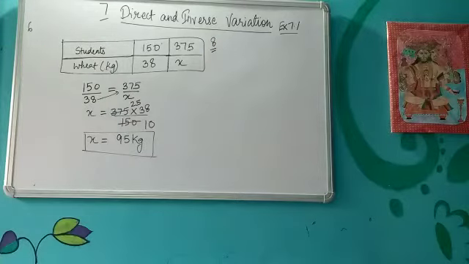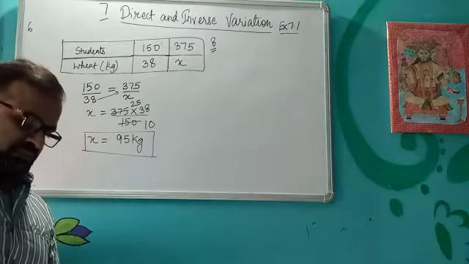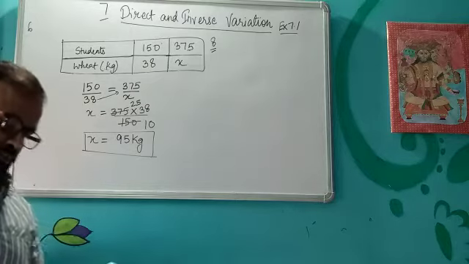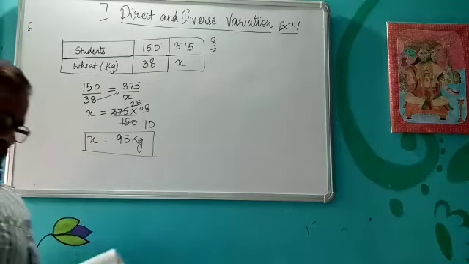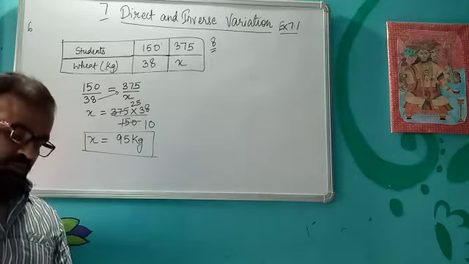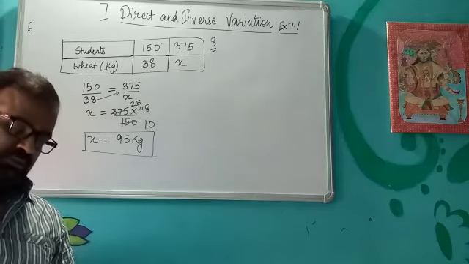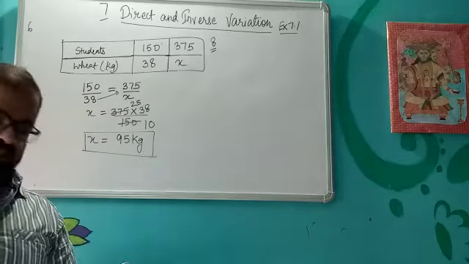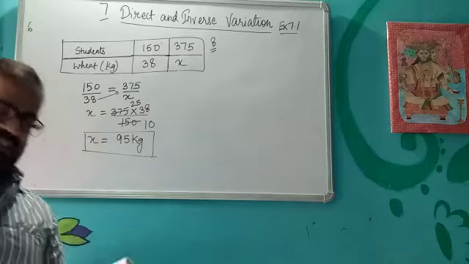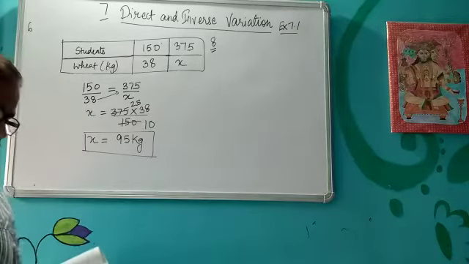Then in question number 8, a company distributed Diwali gifts to 78 workers, spending 25,272 rupees. How much will the company have to spend if there were 60 workers? So for 78 workers, the company is spending 25,272 rupees. Now the workers have decreased, so therefore the expense will also decrease. So again it is a question of direct variation.